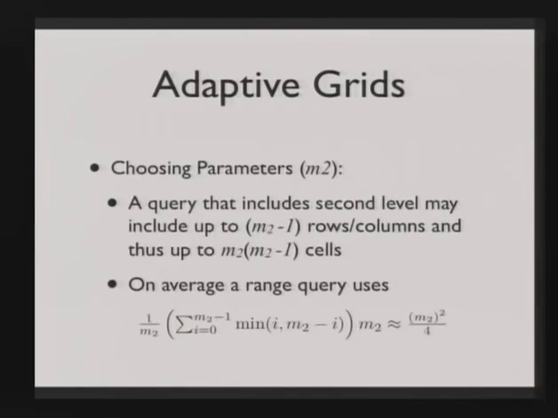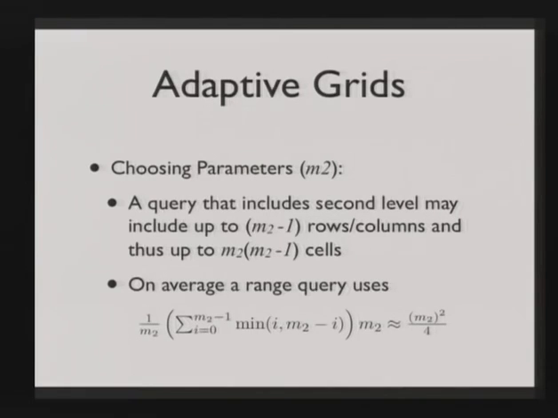Instead, I'll just focus on the adaptive grids, and I'll focus on how we choose the first level partitioning, how we choose the second level partitioning. And I'm going to start with the second level partitioning. So let's think about a query that we're trying to answer that we want to use second level cells for, or leaf cells for. If we're going to use the leaf cells, then we know that this query would include up to M2 minus 1 rows or columns, where M2 is the granularity of the second level partitioning.